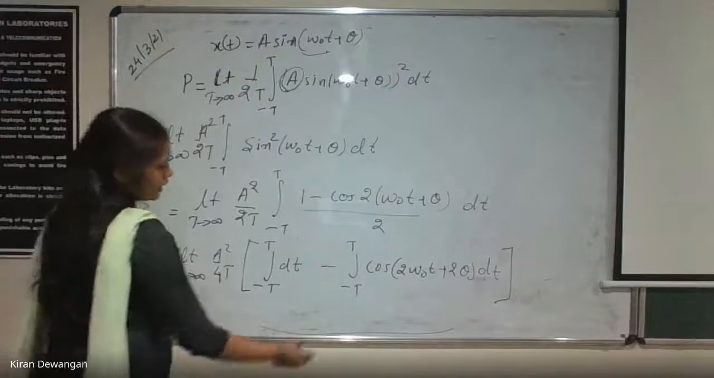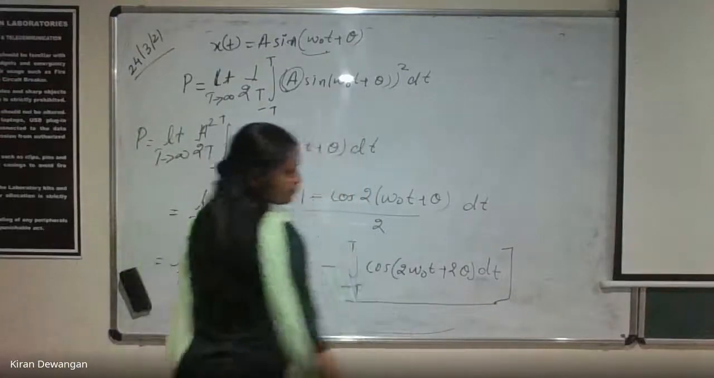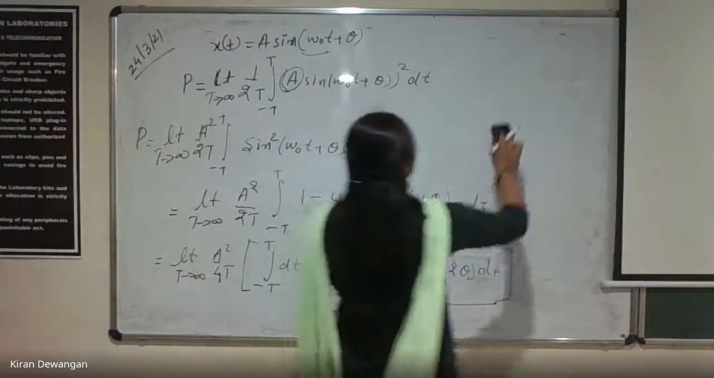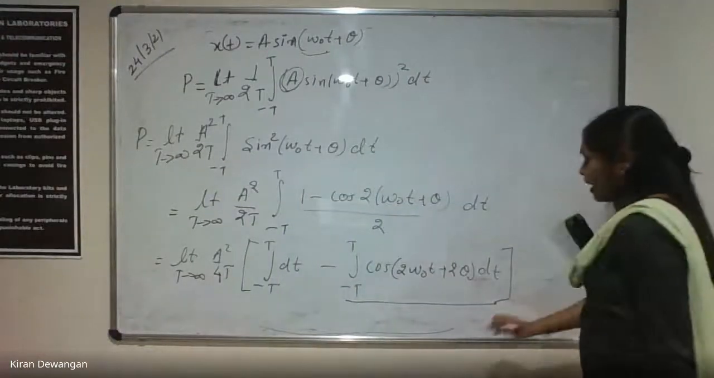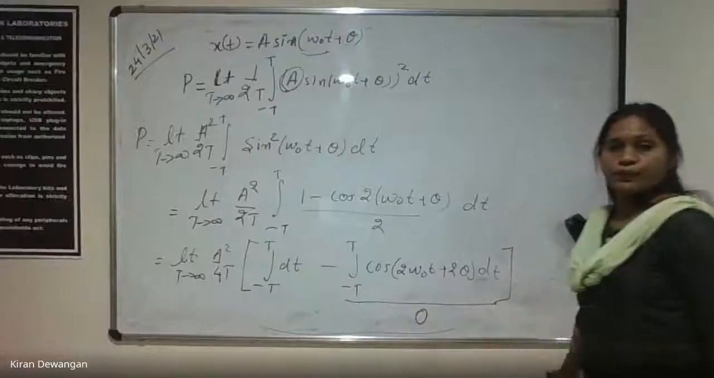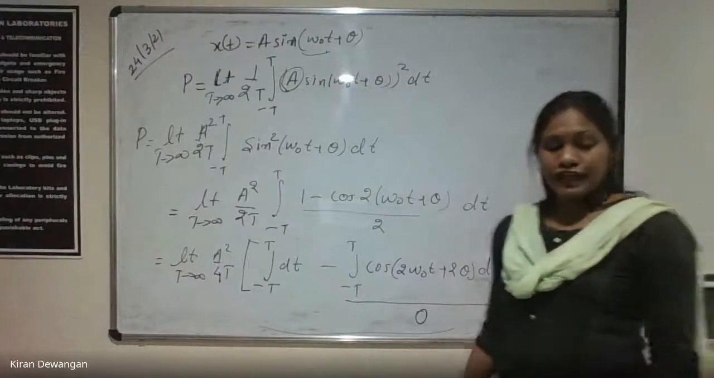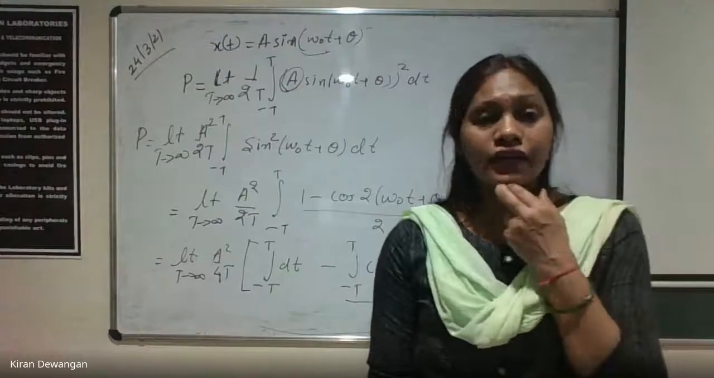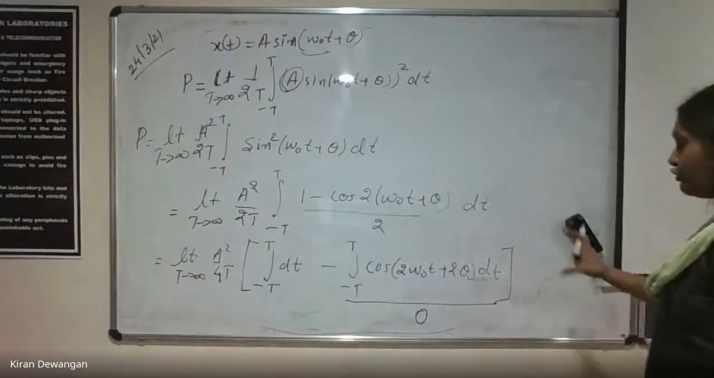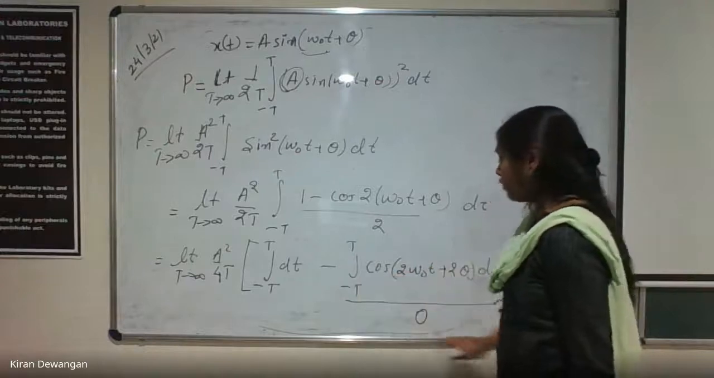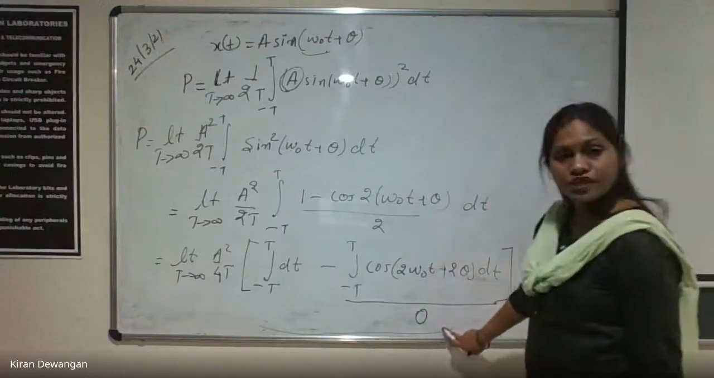Now can anyone tell what this value is? Yes, this value is always 0. If we take the integration of any cosine function over one full cycle, and minus T to T is over full cycles, this value will always be 0.